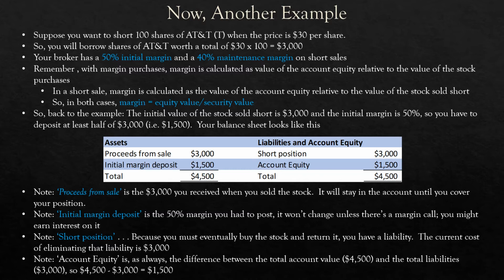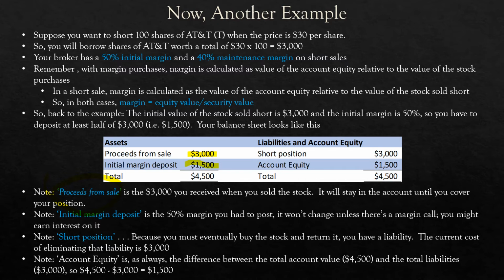So some things to note. First, proceeds from sale is the $3,000 you received when you sold the stock. It will stay in the account until you cover your position. And then note the initial margin deposit is the 50% margin you had to post, and so it's not going to change unless there's a margin call. So depending upon the terms of your agreement with the broker, you might even earn interest on that.